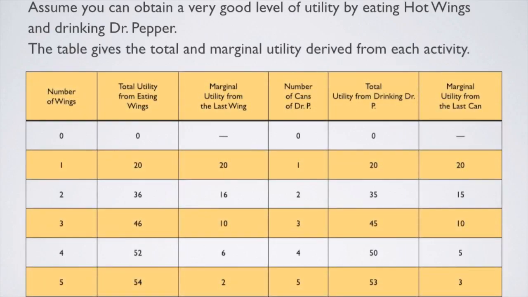This table gives the total and marginal utility derived from each activity. In the first column and the fourth column, we see the utility that one receives from the number of wings that we eat or the number of cans of Dr Pepper. In the second and fifth column, we see the utility that is reached by consuming those two goods. And then finally in the third and the sixth column, we see the marginal utility for consuming these two goods.